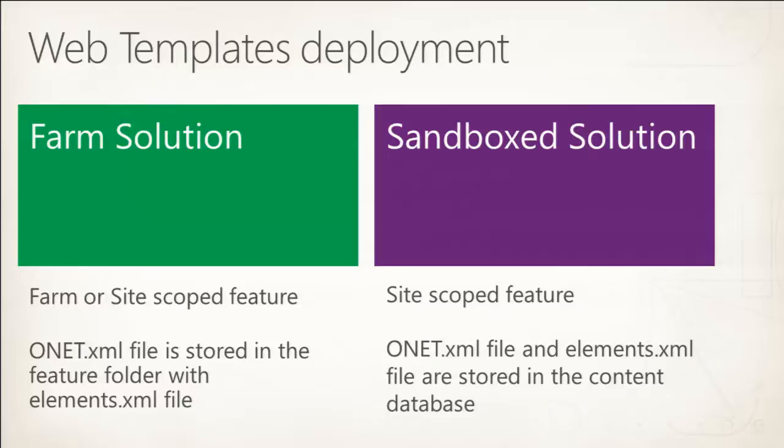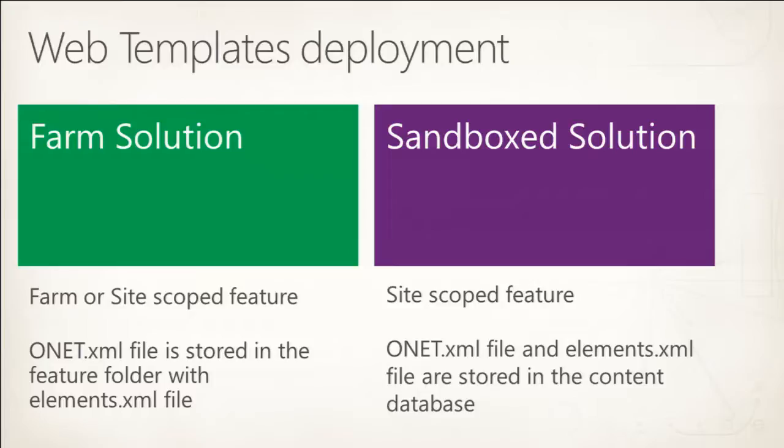The onet.xml file and the elements.xml file are all deployed in the content database because our sandbox solution is deployed in the solution gallery of the site collection. It won't touch the file system, so you won't find anything in your feature folder on your file system. It will only be stored in the content database.